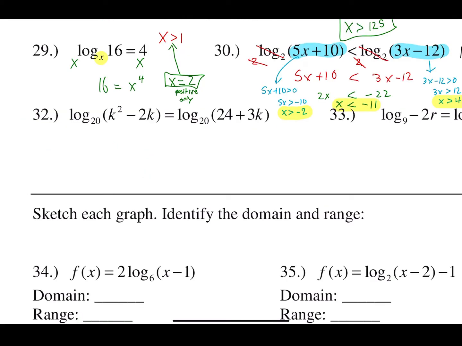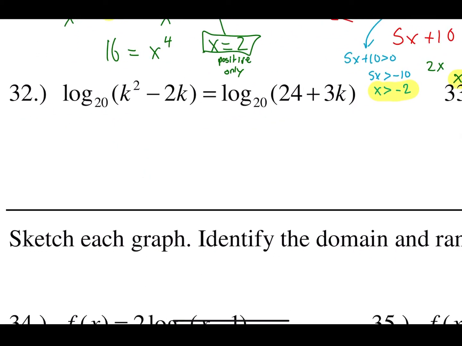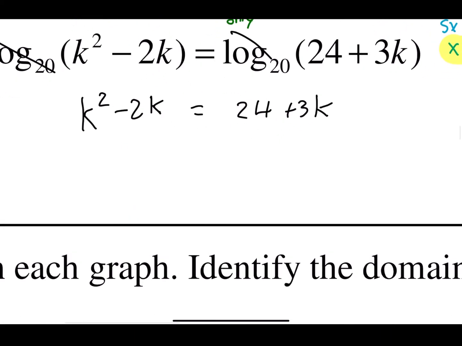Okay, solving logarithmic equations. Again, the bases are the same. This whole test is same base. So if the bases are the same, you might as well cancel them, and we're left with the arguments. k squared minus 2k equals 24 plus 3k. Now this is a quadratic equation, which means we must solve this by getting everything to one side and setting it equal to 0. I'm going to leave my k squared on the left so it stays positive.